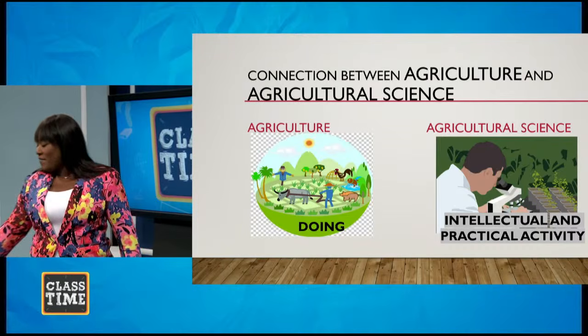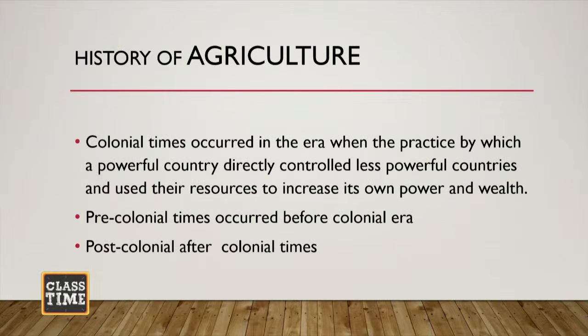Now, for everything we look at, we know that we have something called a history. Back then, everything has a start. It is no different for agriculture. For agriculture, we look at time. Now, listen to this definition. Colonial times occurred in the era when the practice by which a powerful country directly controlled less powerful countries and used their resources to increase their own power and wealth. What comes to mind? Slavery.